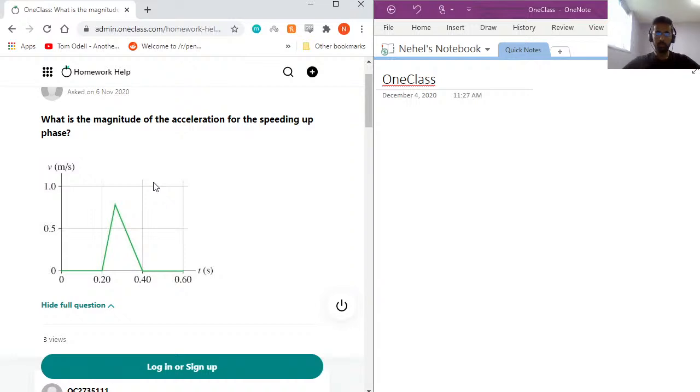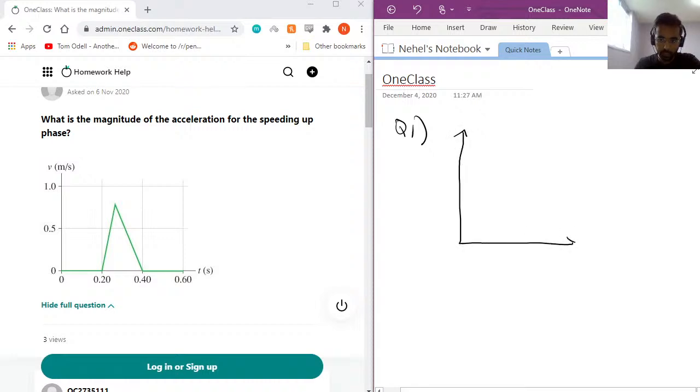Okay, so question one for today is, what is the magnitude of acceleration for the speeding up phase? So we're given a velocity and time curve, and we need to find the magnitude of acceleration for the speeding up phase only. Just to be careful here, acceleration, being a vector quantity, has two phases. One would be accelerating and the other would be decelerating.